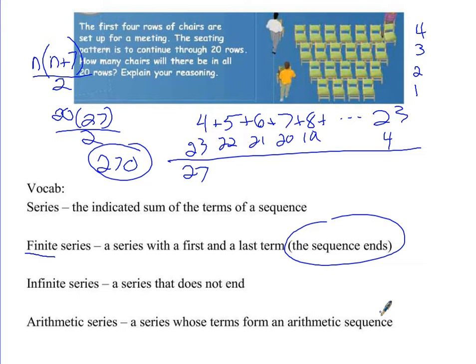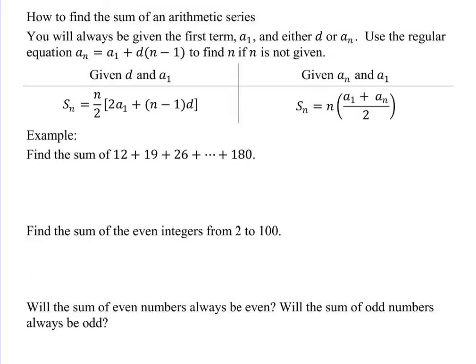So there's not much new in this section, except for we are now adding the terms together once we've generated the sequence. So how to find the sum of an arithmetic series? There's actually two formulas that you can use. We're going to use one more than the other, but you can use both. You will always be given the first term in your series or in your sequence. You're always going to be given that. And either the common difference or the last term.